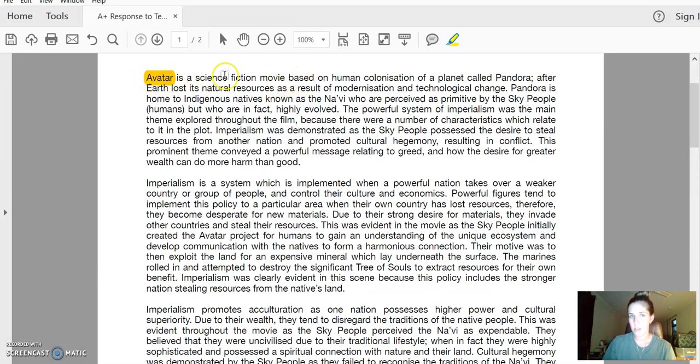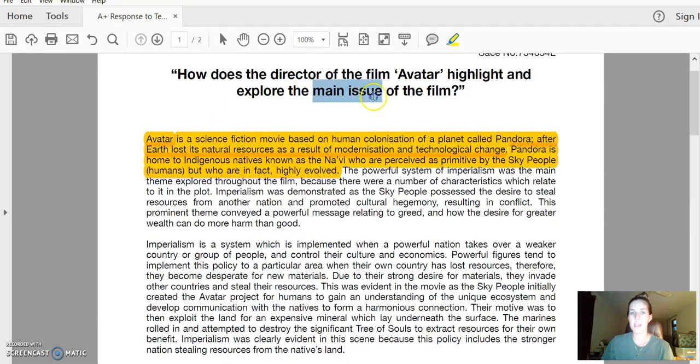It's a science fiction movie based on human colonization of a planet called Pandora after Earth lost its natural resources as a result of modernization and technical change. Very quick summary of what the film is about. Then she talks about the setting where the film is set. So Pandora is home to indigenous natives known as the Na'vi, who are perceived as primitive by the Sky People, but who are in fact highly evolved. And then she goes on to talk about the powerful system of imperialism, which was the main theme explored. So the main issue explored.